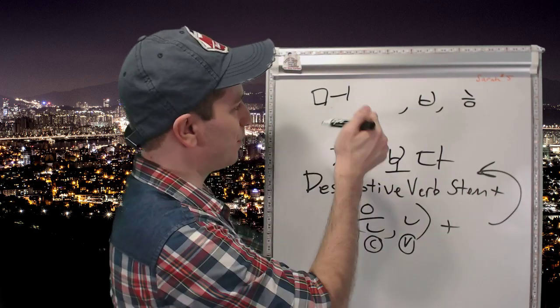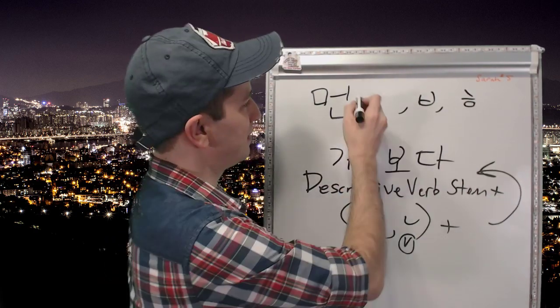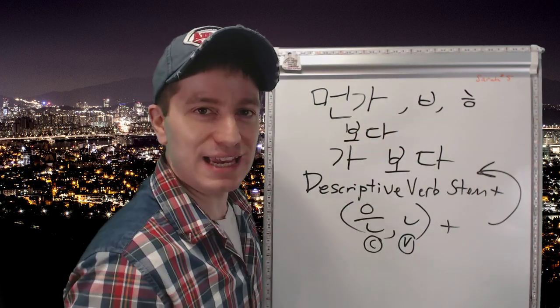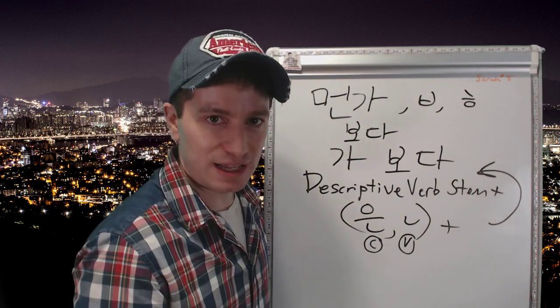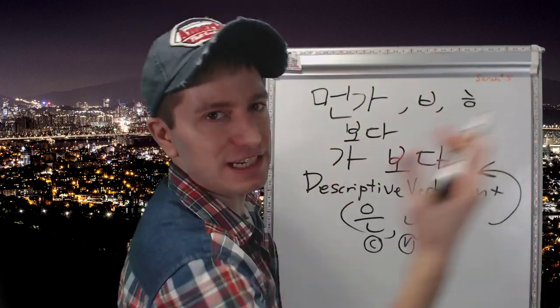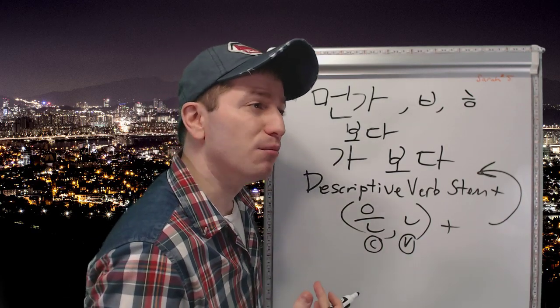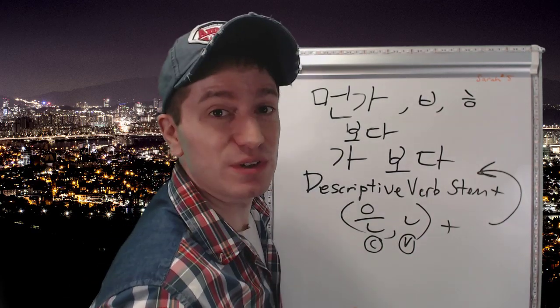Now it ends in a vowel, so we attach 니은, 가, and then 보다, just like before. So if you wanted to say, I guess that it is 멀다, 멀다 meaning to be far, like to be far away in the distance, 멀다. If you were to say, 먼가 봐, I guess it's really far.